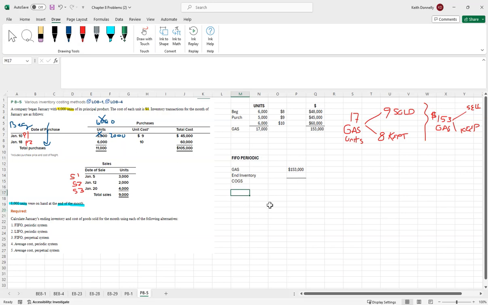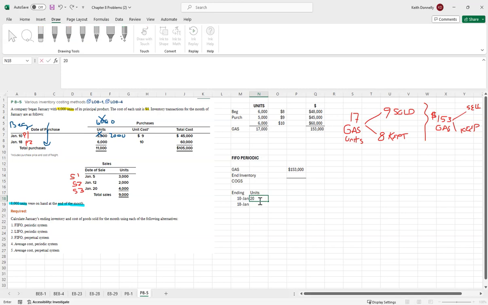So if we're looking at our ending inventory, it's going to be the 110 purchase, the 118 purchase, from number of units.